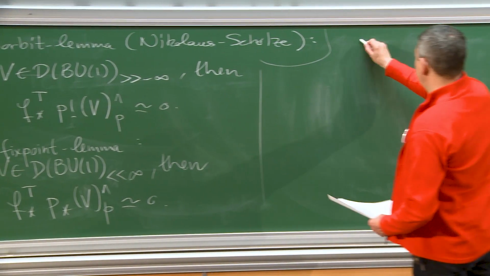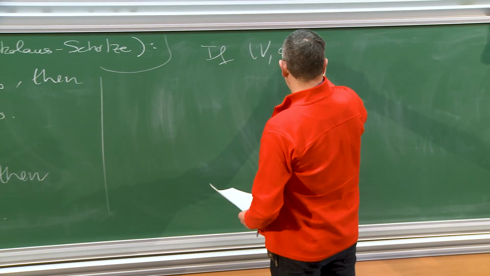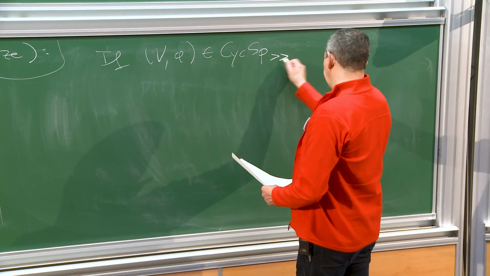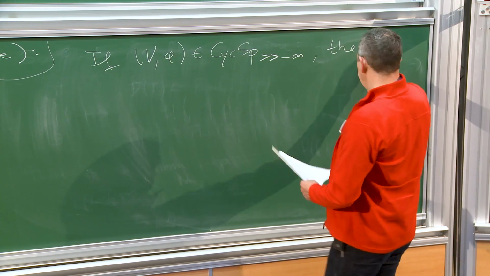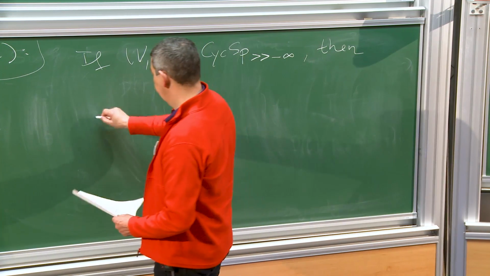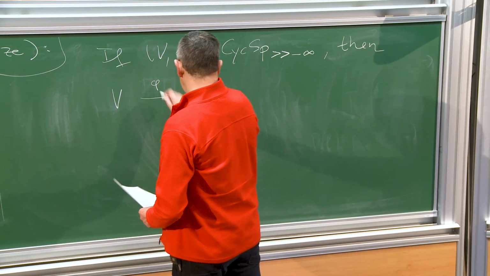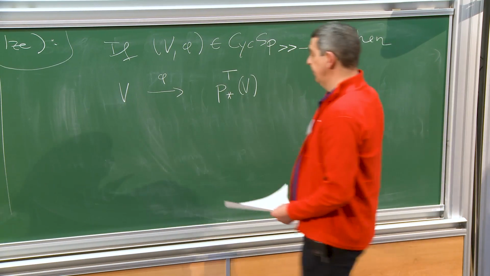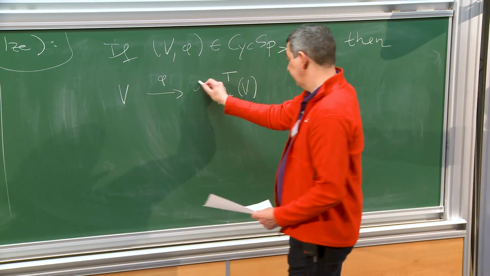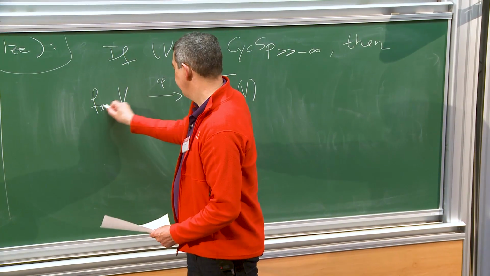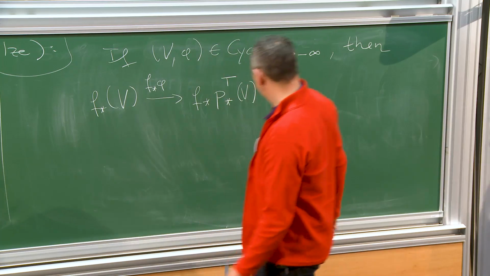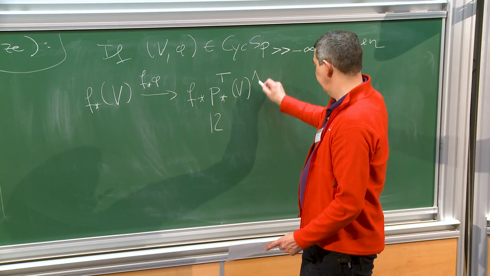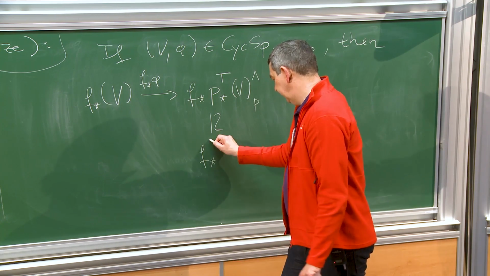So now if V with phi is a cyclotomic spectrum which is right bounded, then we have this cyclotomic structure map. And so we can apply F lower star to that. And then it follows from the Tate orbit lemma that after we p-complete, this is Tate along F.